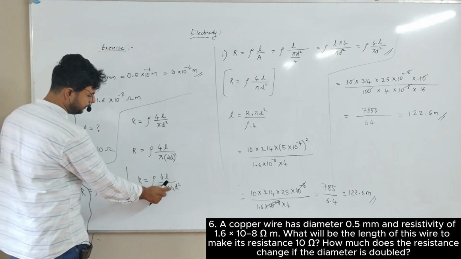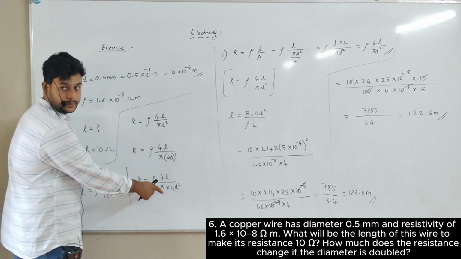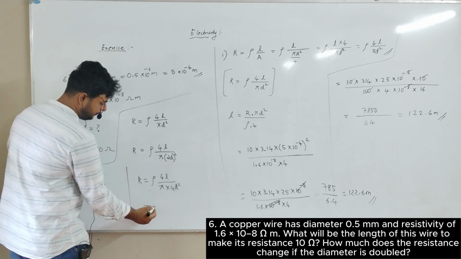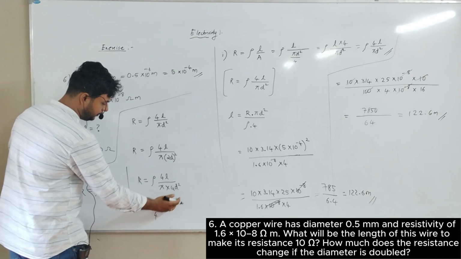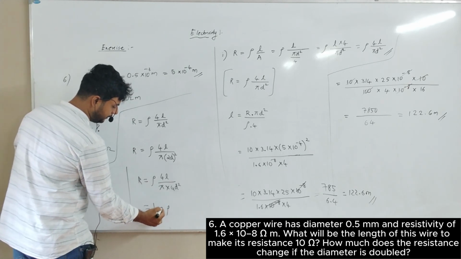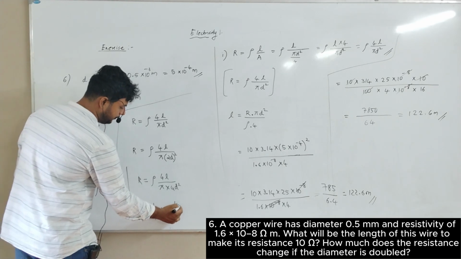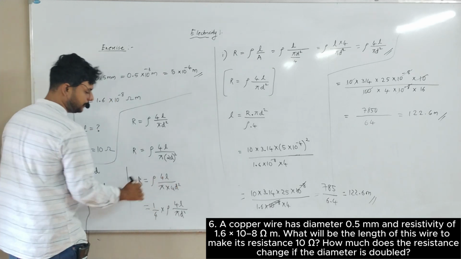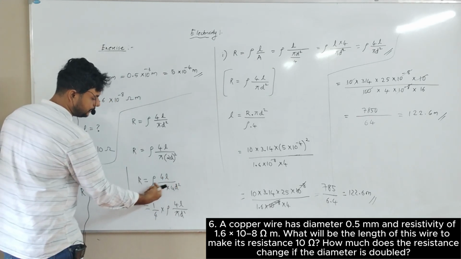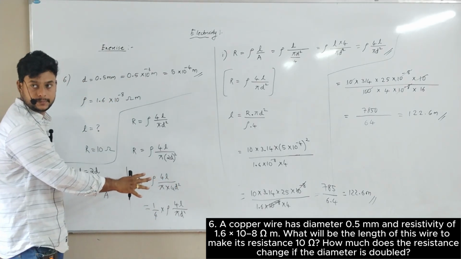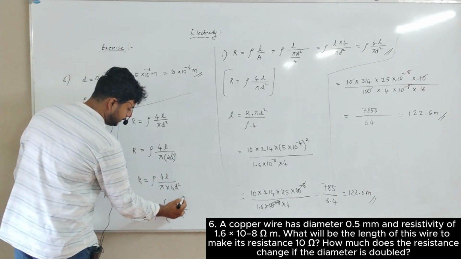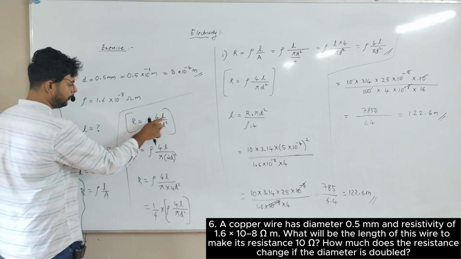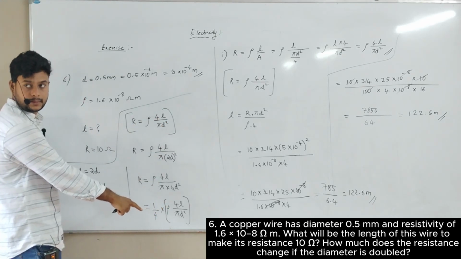Now the 4 in the denominator, 1 by 4, I will pull it outside. So if I pull 1 by 4 outside, it comes here, 1 by 4. Now what is the meaning? Into rho 4L upon pi d square. Only 4 has been removed, and everything else remains the same. Now can you see this formula here? R is equal to rho 4L by pi d square.